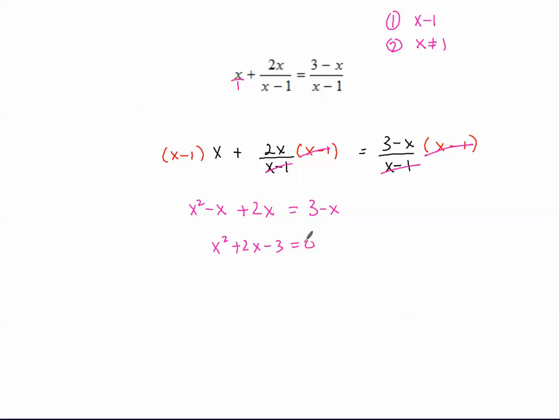So, can this be factored? Factors of negative 3 that add up to 2 are 3 and negative 1, so I have an x plus 3 and an x minus 1 is equal to 0. So what are my solutions from this is that x would equal negative 3 and positive 1. Now we check these against our domain restrictions. We know x cannot equal 1, so we have to throw this guy out, and our only solution is x is equal to negative 3 for this particular problem.